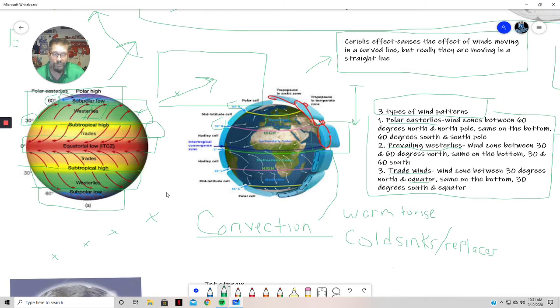So that is the idea of wind patterns. That's the idea of Coriolis effect. And so one more section. Let me close this out here.